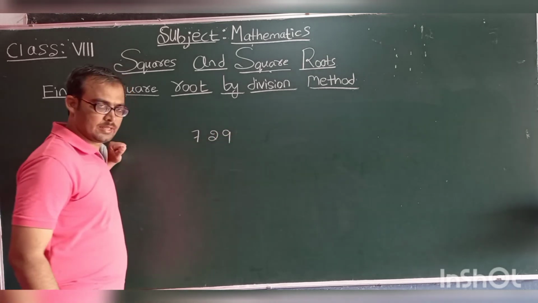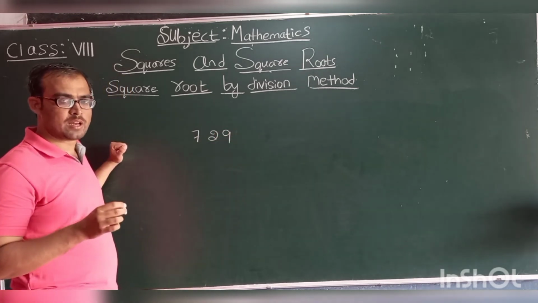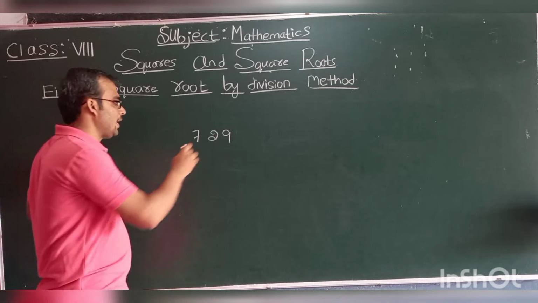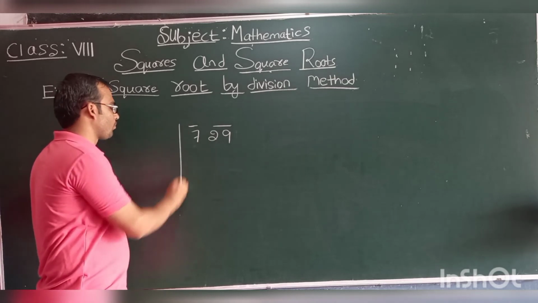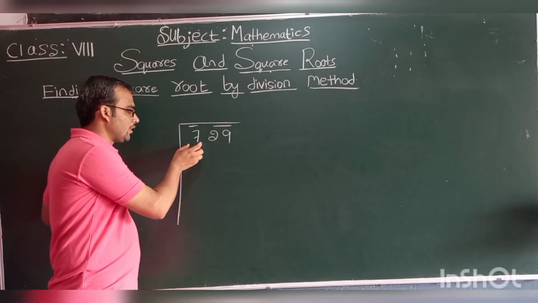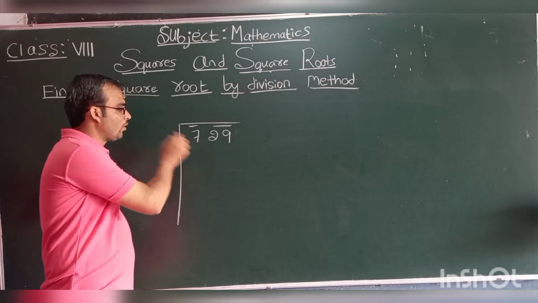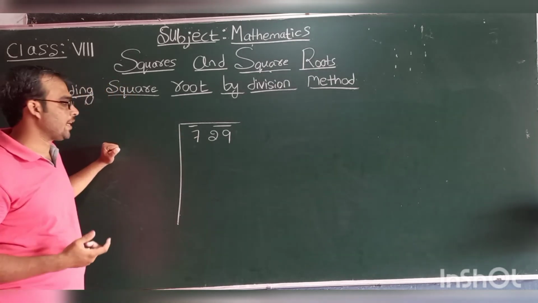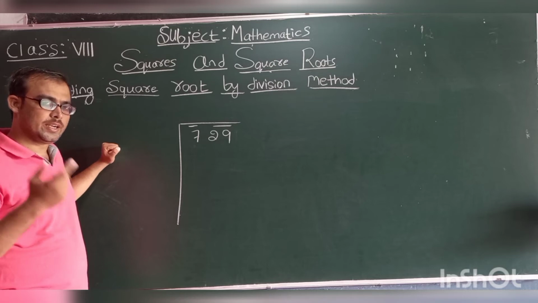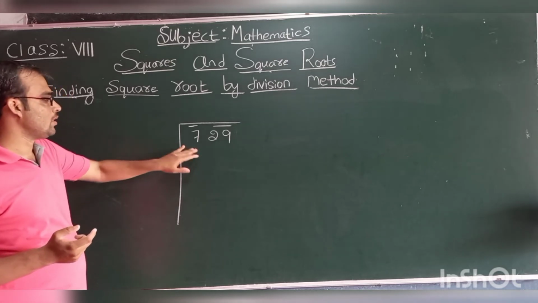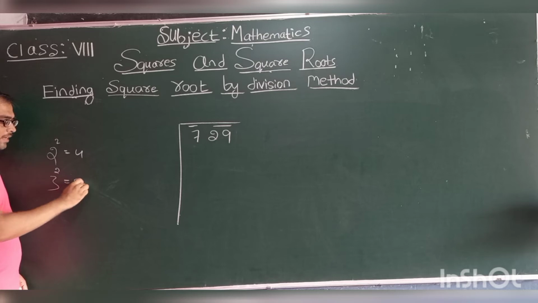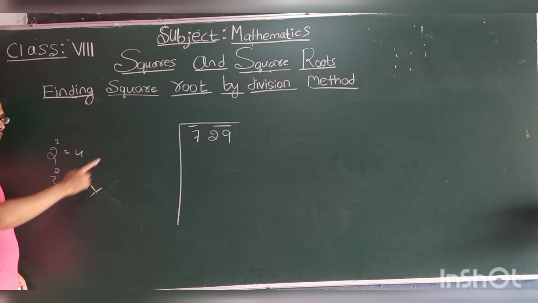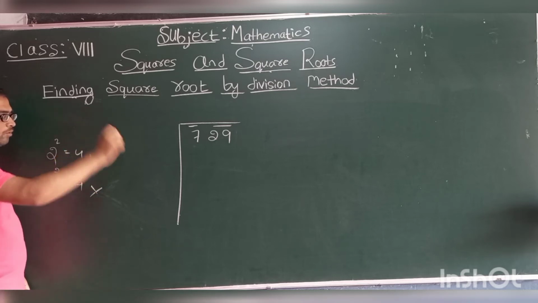729. Next, what is the first step? We need to place a bar over every pair of digits starting from the last. As here only one number is left, place a bar. Now, this will be the dividend, so consider only this part. What is the second step? We need to take a digit whose square must be less than or equal to 7. If I consider 2, 2 square will be 4. If I consider 3, 3 square will be 9. So we cannot take 9, why? Because we cannot take anything greater than 7, we can take 4, okay?